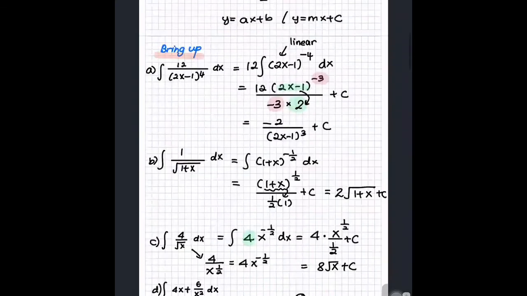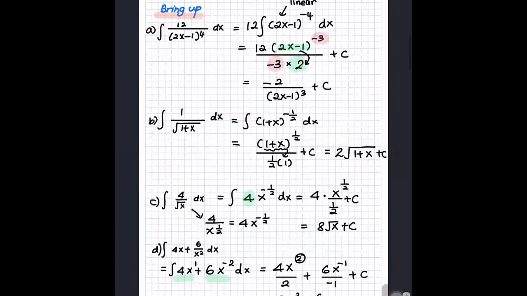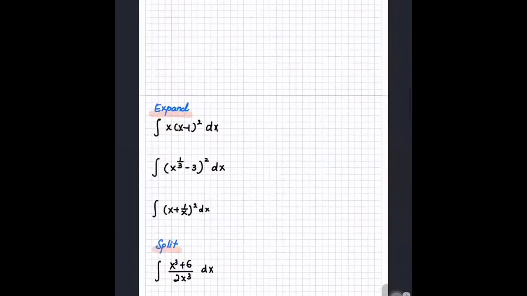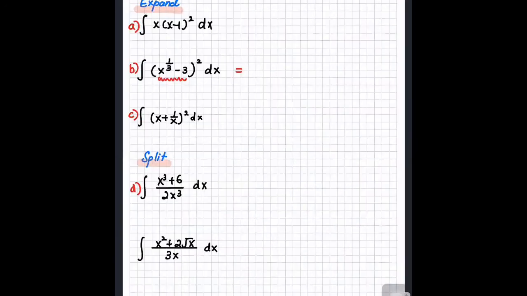The techniques we have done so far, we have used the formula to solve the integration. We have done the bring up technique. Now, let's go and do expansion. Linear. Is it a linear? Is this a linear? They are not linear.